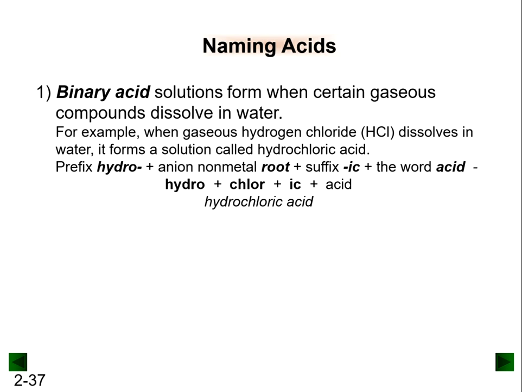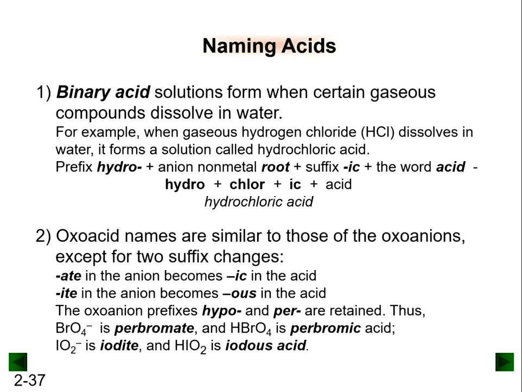We write the prefix hydro, we put the anion root name, then we add the IC suffix. So then, for example, chlorine would be hydrochloric, bromine would be hydrobromic, sulfur would be hydrosulfuric, and then we add the word acid at the end. So for HCl, we have hydrochloric acid.